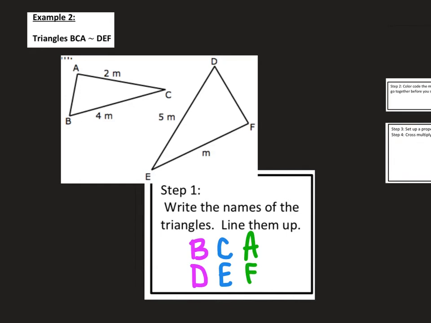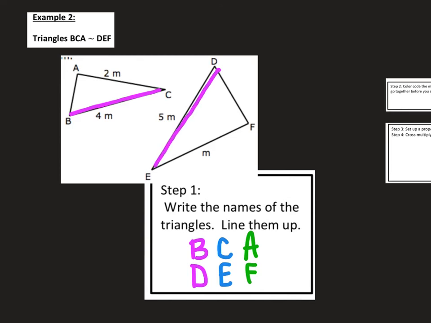Now I can use that to color code. When I look at this, B to C is going to go with D to E. That's going to be a little tricky to see here, but that's what I'm going to do. I'm going to pick my first color and go from B to C. And now I need to do D to E the same color.